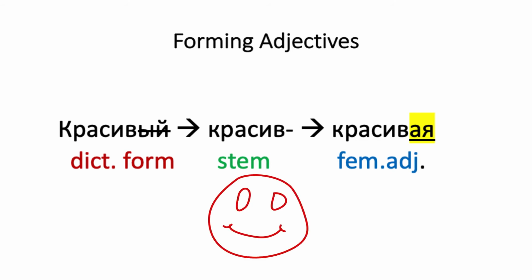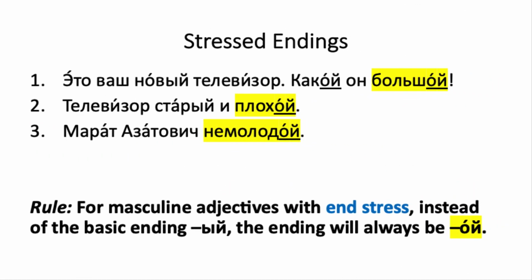Of course, Russian doesn't make things easy, so we will cover a number of additional rules on adjective endings that would go together with the basic adjective endings that we just learned. First, when you encounter an adjective in masculine form with a stressed ending, you will note a slight difference. Thus, for masculine adjectives with end stress, instead of the basic ending y, the ending will always be oy. Examples include adjectives highlighted in yellow on this slide.